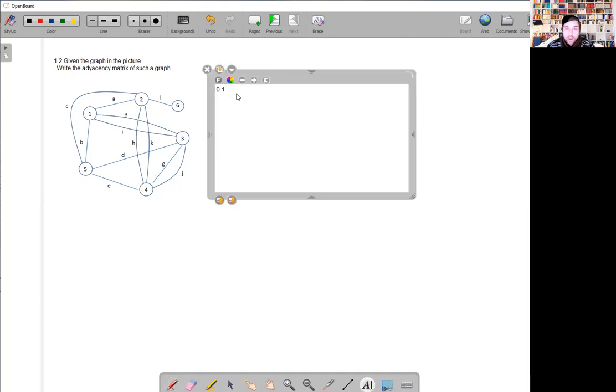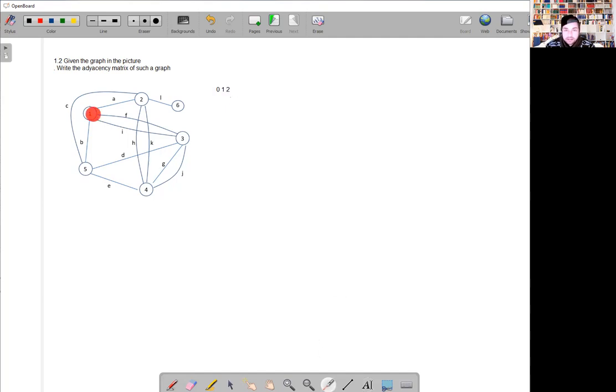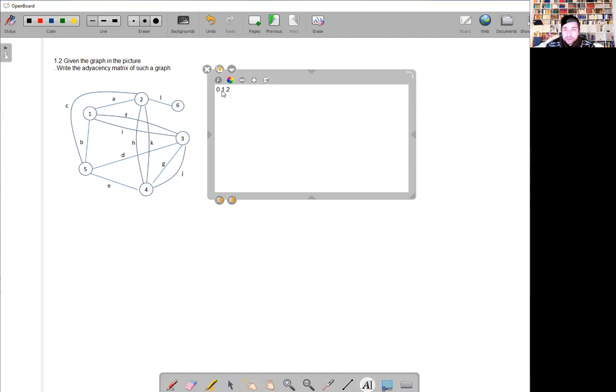So we write 1. On the third position of the first row, we have the number of links from 1 to 3. And in this case it is 2. Right, as you can see here, we have 2 links from 1 to 3. On the fourth position, we have the links from 1 to 4. In this case, we have 0 links from 1 to 4.